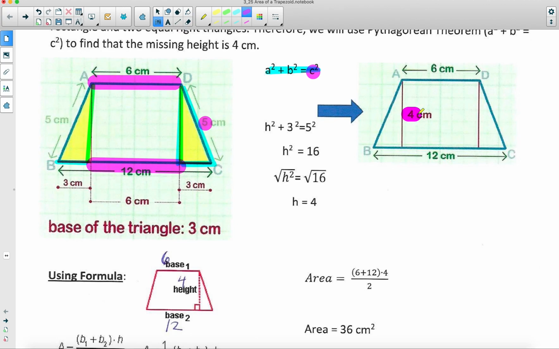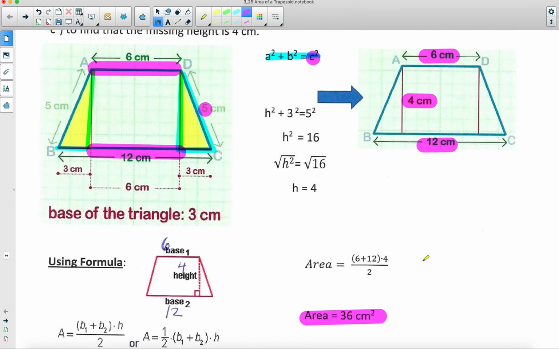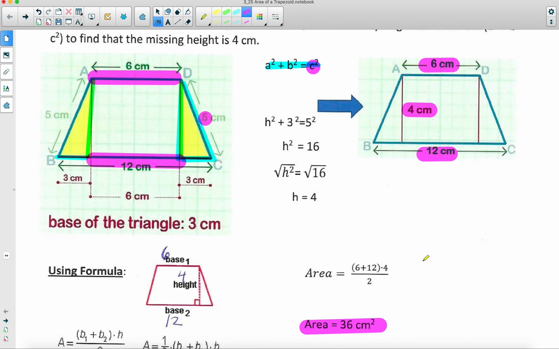So quickly we find that our height is 4, our one base is 6, our other base is 12, and we can substitute it right into our formula: 1/2 base 1 plus base 2 times height, or base 1 plus base 2 times height divided by 2. I did that, and I found out the area is 36 centimeters squared. Okay, so that's using the formula. Now again, it wasn't exactly straightforward in terms of just taking the numbers straight from the diagram. We had to do the extra step of finding the height using the Pythagorean theorem.